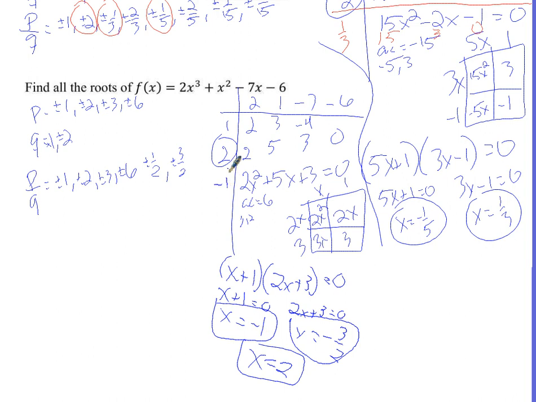If I plug negative 1 in up here, the 2 comes down. 2 times negative 1 is negative 2. 5 plus negative 2 is 3. Times negative 1 is negative 3. 3 plus negative 3 is 0. So that root also works in this route up here. Okay? But you don't have to do that once you get down to a quadratic. So I just want to point that out because we're going to be dealing with polynomials that are bigger than third degree.